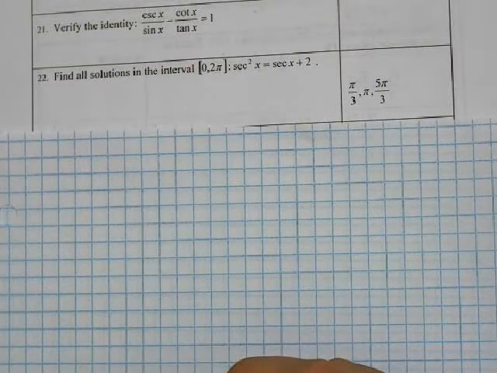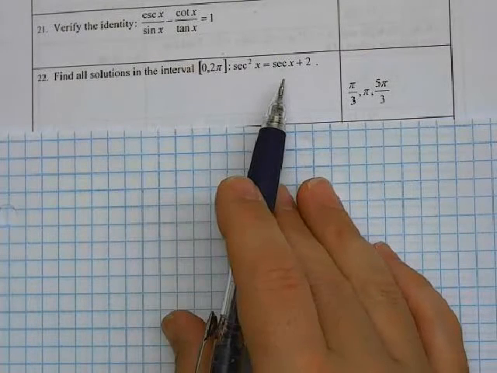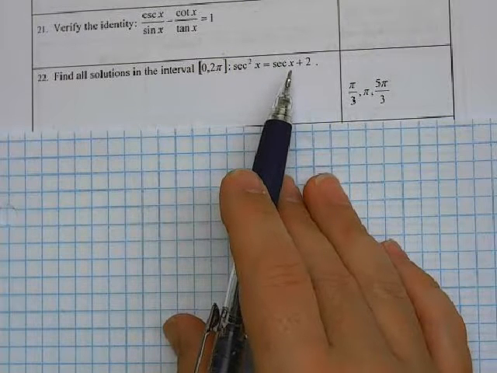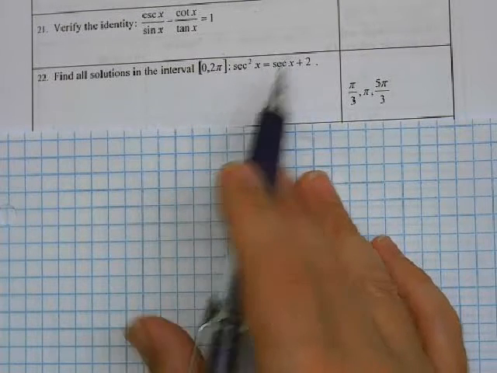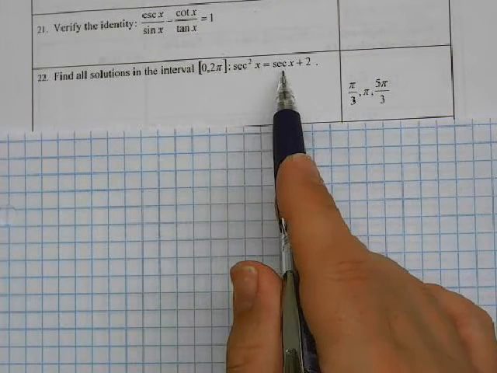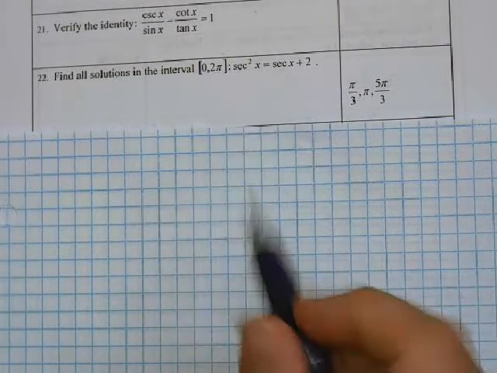Okay, number 22. Find all solutions in the interval 0 to 2 pi. So we've got a secant squared and a secant. Now, if we just had secant terms, or just secant squared terms, we'd try to get that by itself. But since we have a squared and a non-squared term, we're going to see if we can factor.